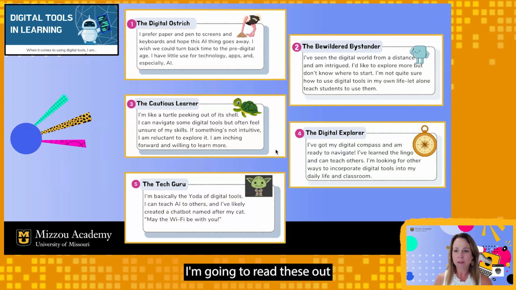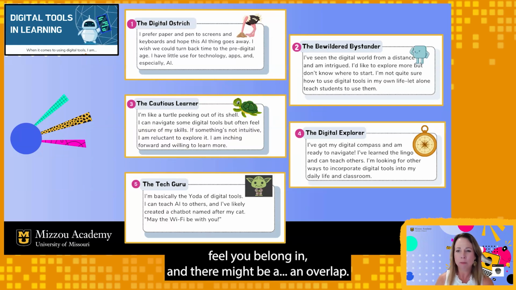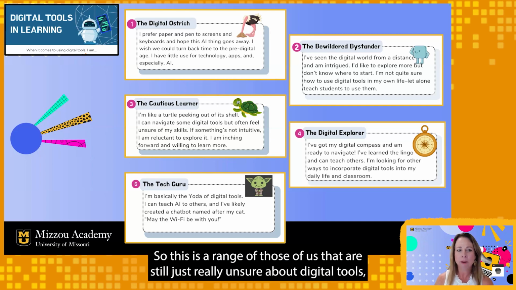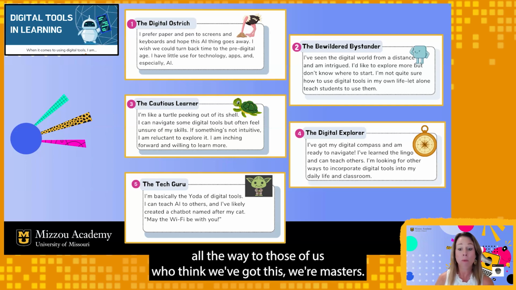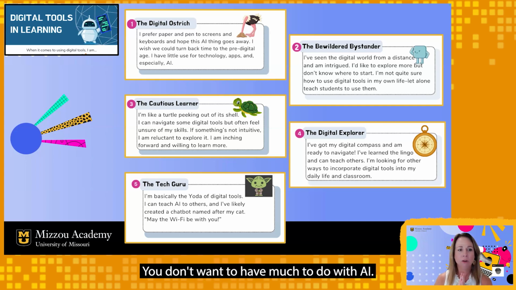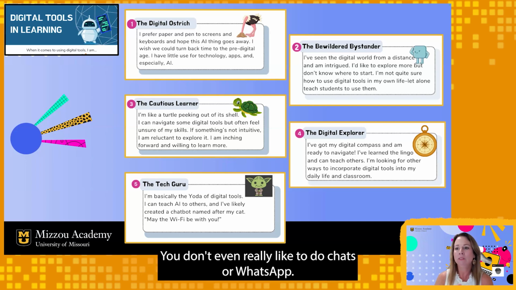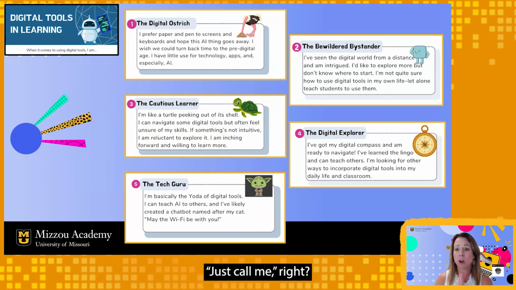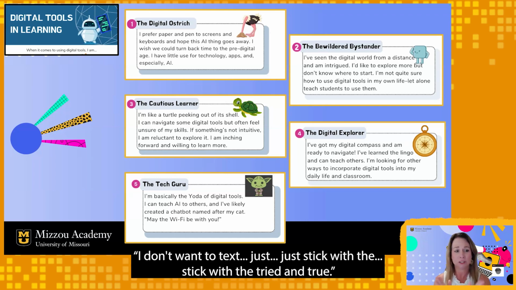I'm going to read these out, and I'd like for you to put in the chat which one you feel you belong in. And there might be an overlap. This is a range of those of us that are still just really unsure about digital tools, all the way to those of us who think we've got this, we're masters. So the digital ostrich is number one. You prefer pen and paper. You don't want to have much to do with AI. You don't even really like to do chats or WhatsApp. Just call me, right? I don't want to text. Just stick with the tried and true.